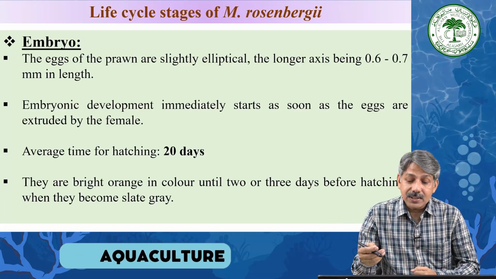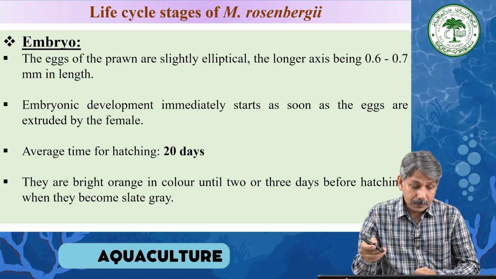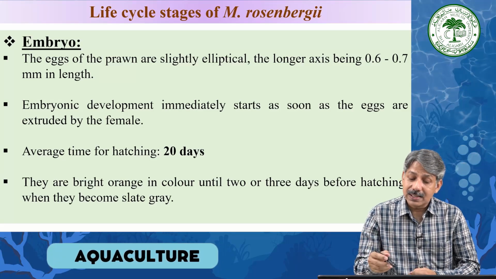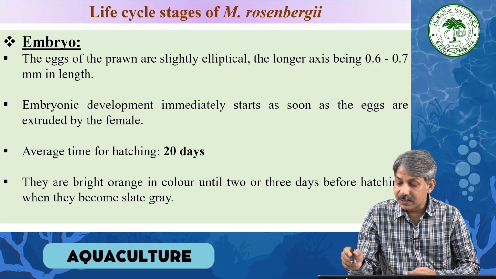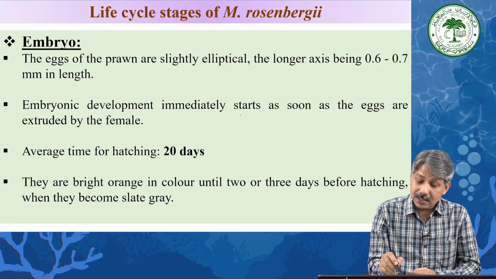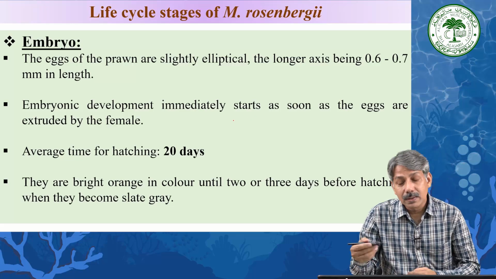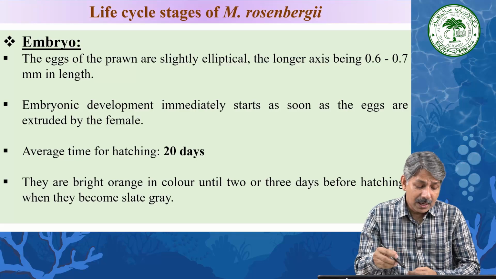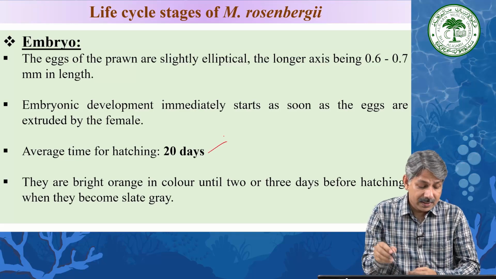The different life stages of Macrobrachium rosenbergii. The embryo eggs of the prawn are slightly elliptical, the longer axis being 0.6 to 0.7 millimeter in length. Embryonic development starts as soon as the eggs are extruded by the female. Average time for hatching is 20 days.